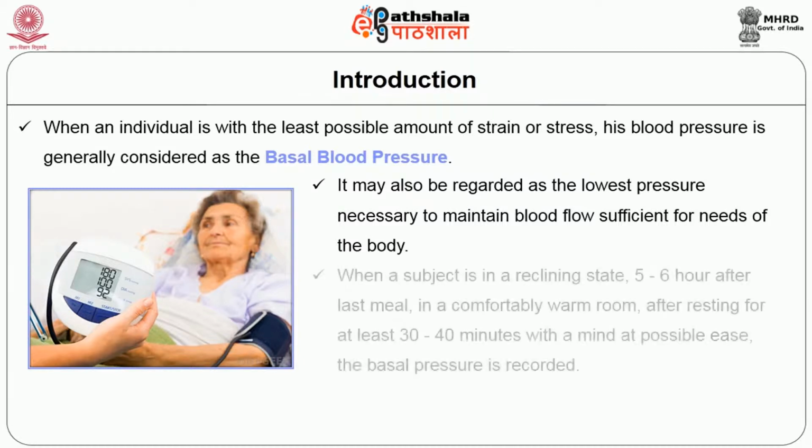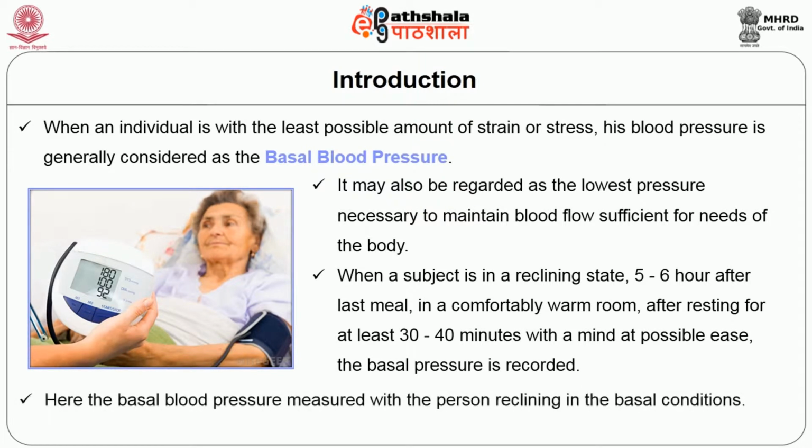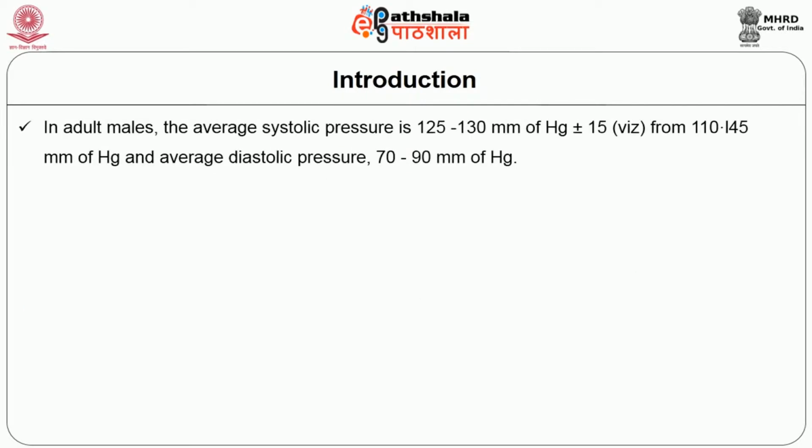When a subject is in a reclining state, 5 to 6 hours after the last meal, in a comfortably warm room, after resting for at least 30 to 40 minutes with the mind at possible ease, the basal pressure is recorded. Here, you can see the basal blood pressure measured with the person reclining in the basal conditions. In adult males, the average systolic pressure is 125 to 130 millimeters of mercury plus or minus 15, that is from 110 to 145 millimeters of mercury, and an average diastolic pressure is 70 to 90 millimeters of mercury.